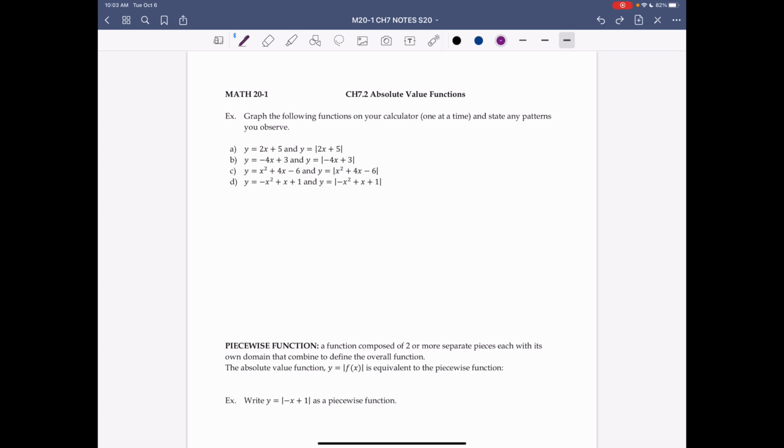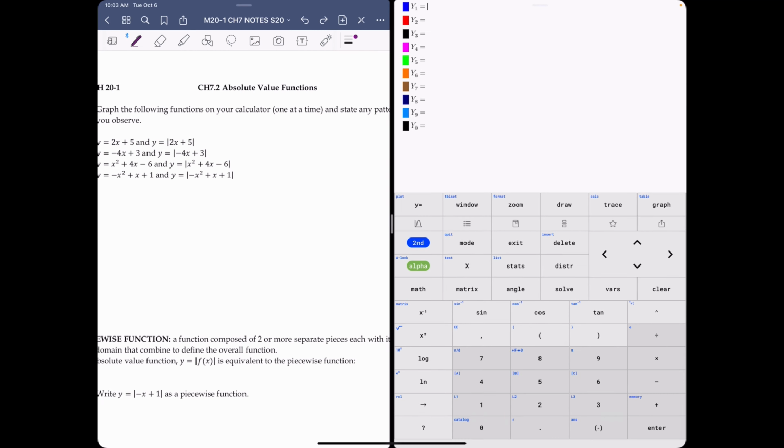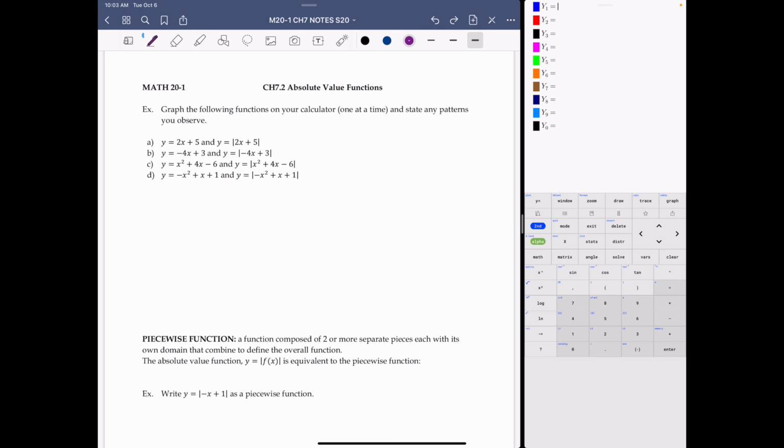Chapter 7.2, Absolute Value Functions. Example: graph the following functions on your calculator, one at a time, and state any patterns you observe. We have y equals 2x plus 5.